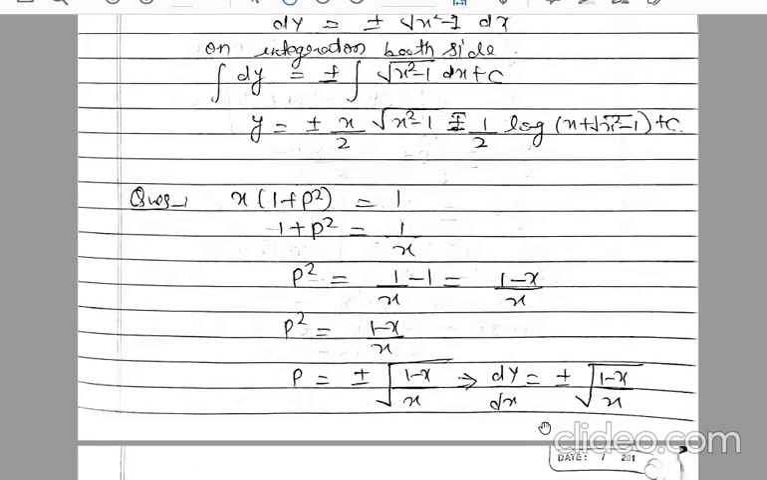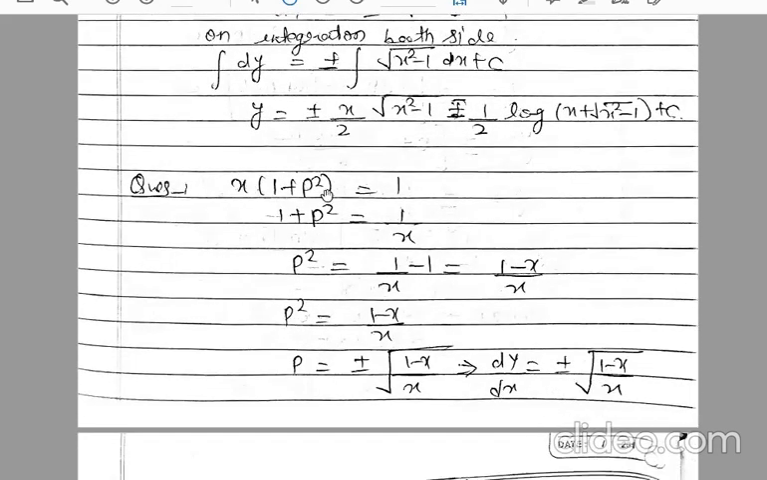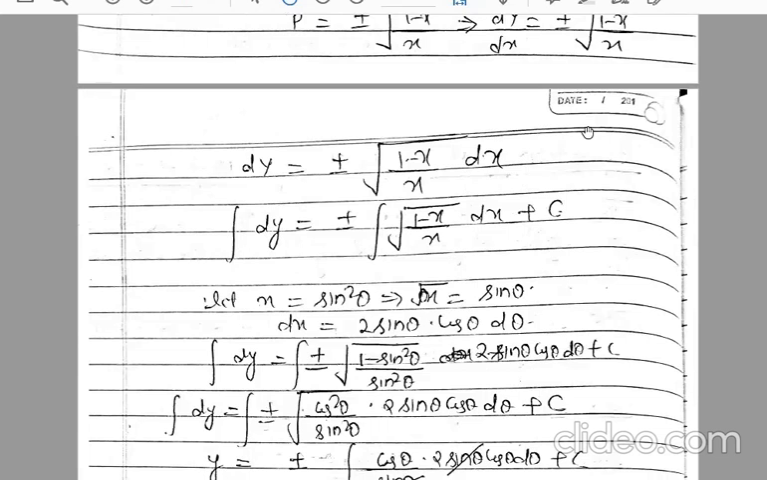There is another example here: x into 1 plus p square is equal to 1. So there is also a single p here. So just find the value of p. So you are getting p is equal to plus minus square root of 1 minus x upon x, and p is equal to dy upon dx. So we can again integrate with respect to x, right? Now you can see here that dy is equal to plus minus square root of 1 minus x upon x dx.